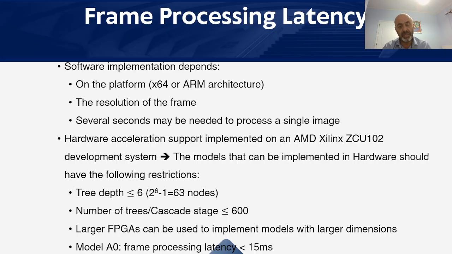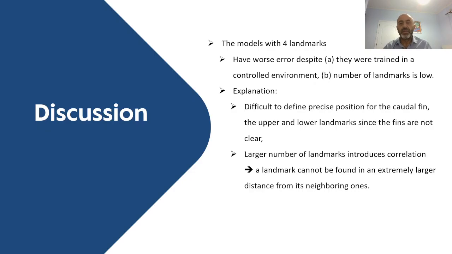The tree depth cannot be higher than 6, so no more than 63 nodes per regression tree. The number of trees per cascade stage should not be higher than 600. Otherwise, a larger FPGA could be used to implement models with higher dimensions. In this case, if for example we see the frame processing latency for model A0, it is less than 15 milliseconds.